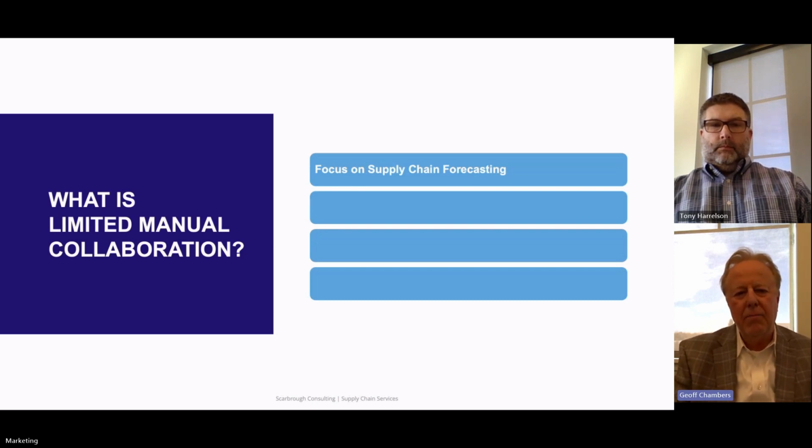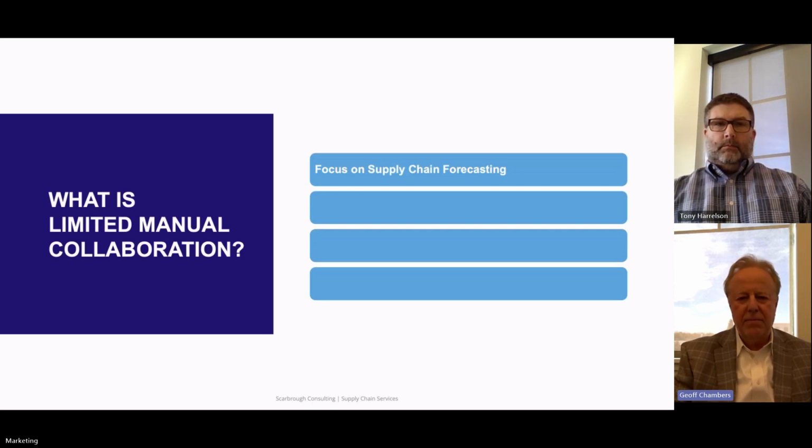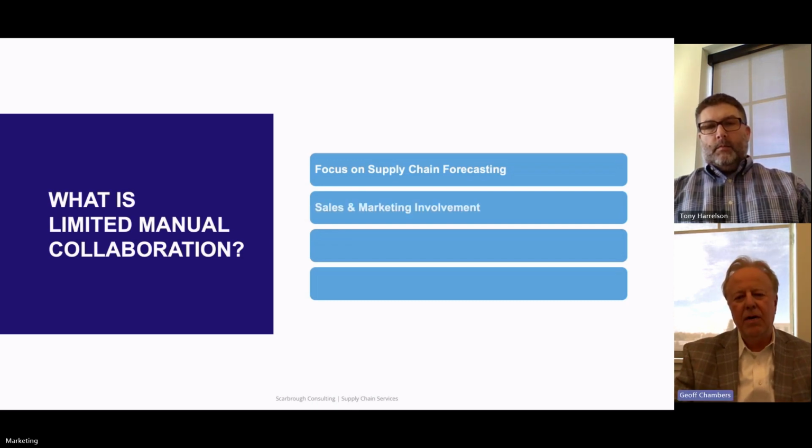So limited manual collaboration is essentially, and what COVID did, Tony, to answer your question, is all of a sudden there's a focus on supply chain. Starting in 2020, then in 2022, we started to see the downward cycle of not only ocean transportation, but also transportation in North America. So limited collaboration puts a keen focus on only the supply chain. And the next one, go ahead and click on the next one.